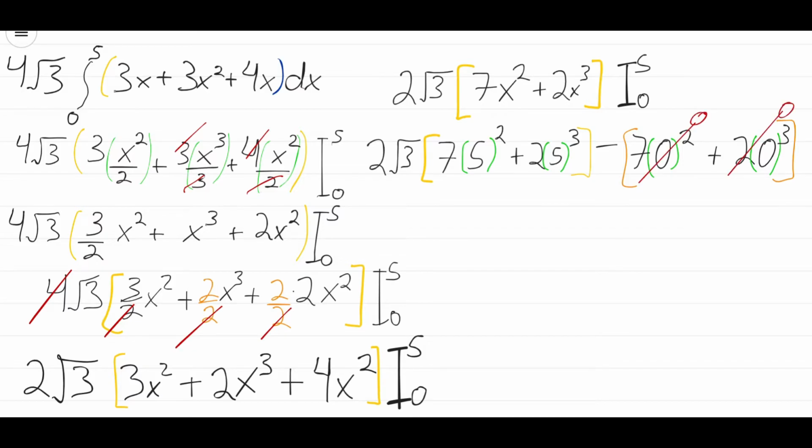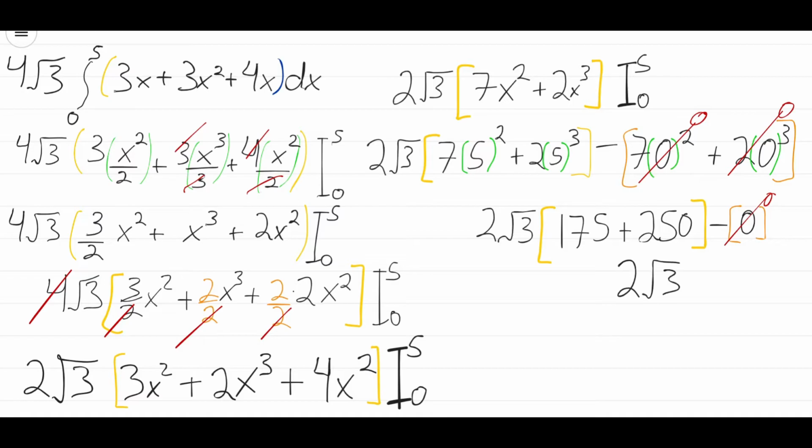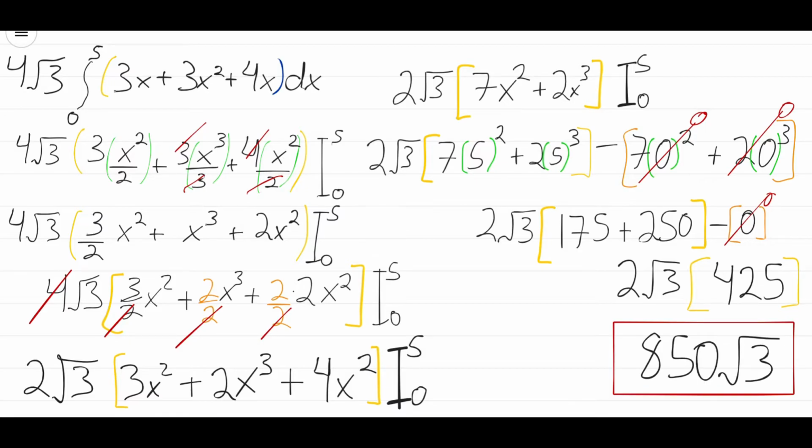And then we know these terms go to 0, and we're left with 2 radical 3. We know 5 squared is 25, times 7 is 175. You can use your calculator at this point; you don't have to do it in your head. And we know 5 cubed is 125, times 2 is 250. And minus 0, so we know that 0 is out. So we're left with 2 radical 3 times 250 plus 175, which is 425. And 425 times 2 is 850 radical 3. And that's the answer to this surface integral.